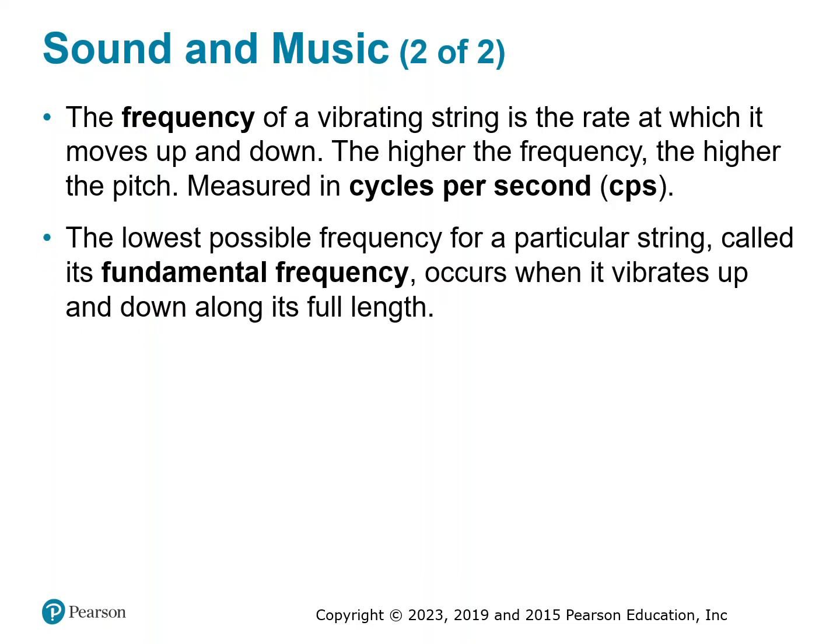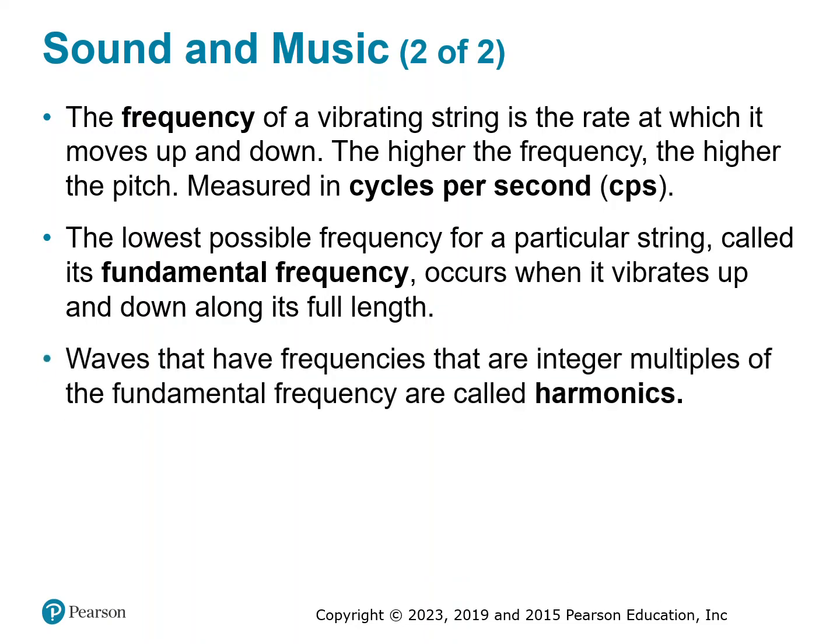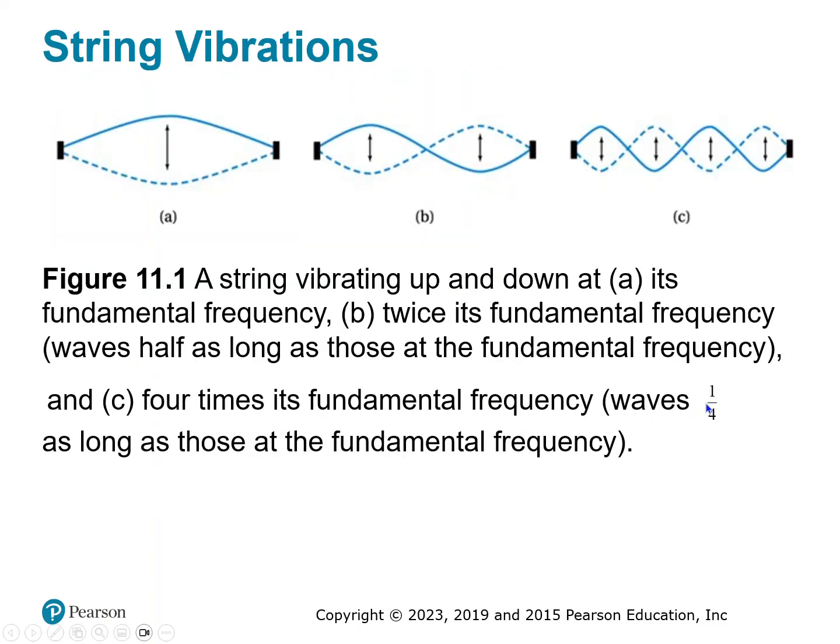The lowest possible frequency for a particular string, called its fundamental frequency, occurs when it vibrates up and down along its full length. Waves that have frequencies that are integer multiples of the fundamental frequency are called harmonics. All right, so if you have multiple waves and they all have integer multiples of the same frequency, they're in harmony.